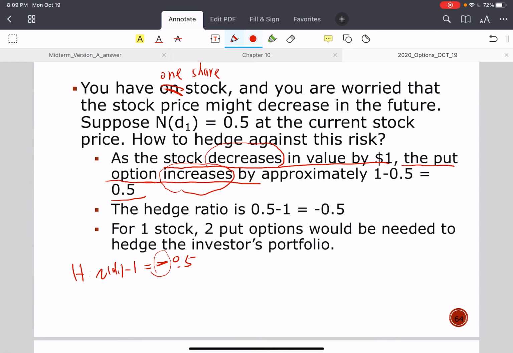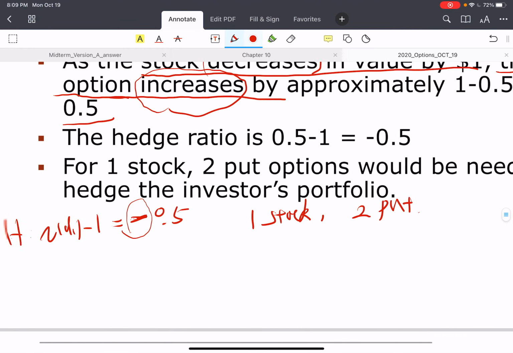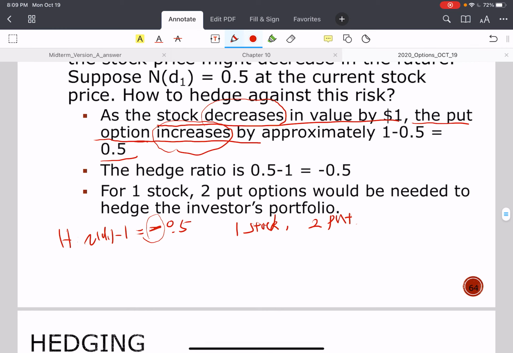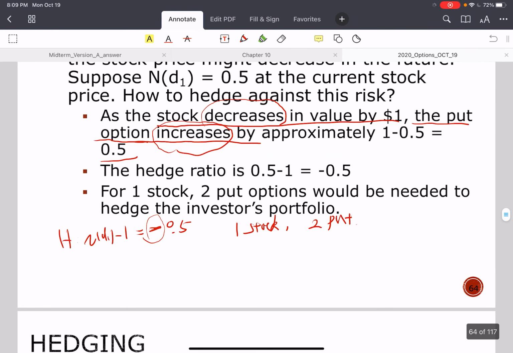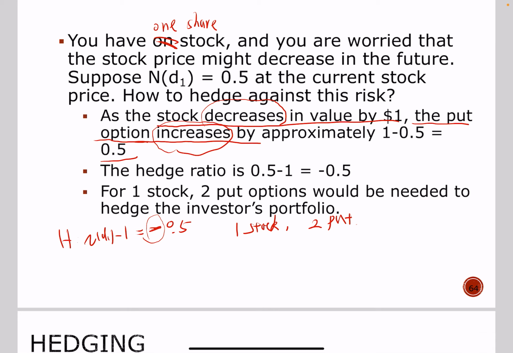Now, how do you exactly hedge? Well, it basically means for one stock, you will have two puts. You can calculate that if you have a portfolio like this, you're actually hedged against this downside risk. Why? Let's think about this. If the stock price, right, let's say if stock price, oh geez, what happened?